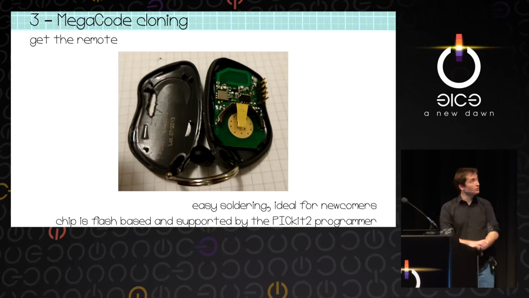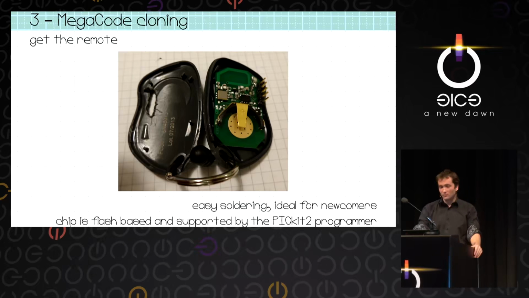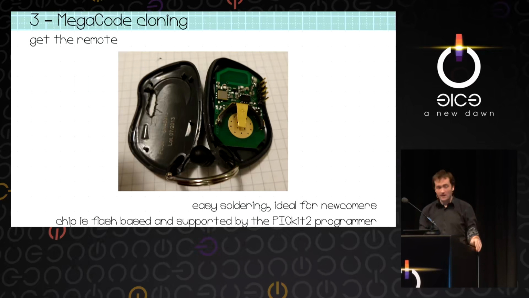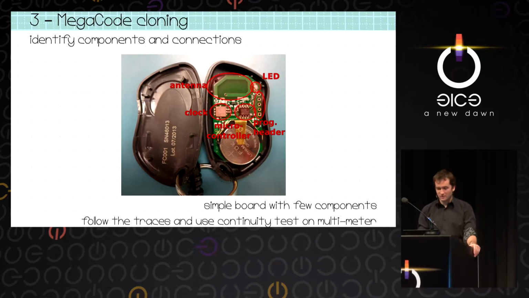The next skill will be soldering. Even if you never did any hardware, you just have to solder the pins on the right side so you can connect your programmer and program the chip. And for entry-level soldering, it's pretty good. It's pretty easy to make.